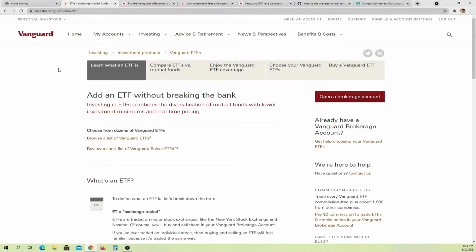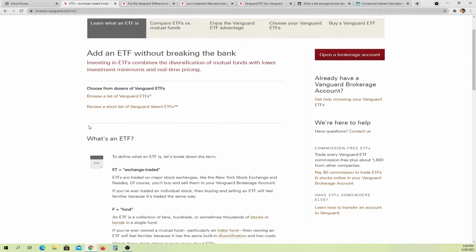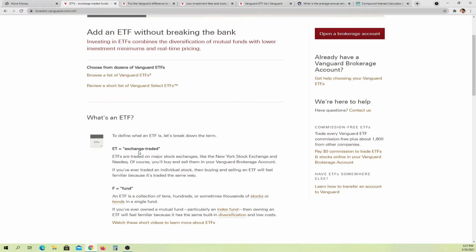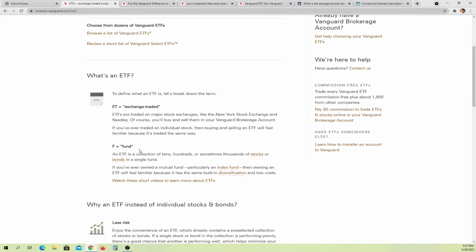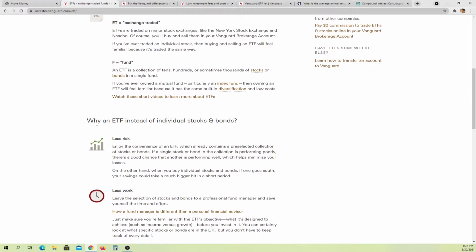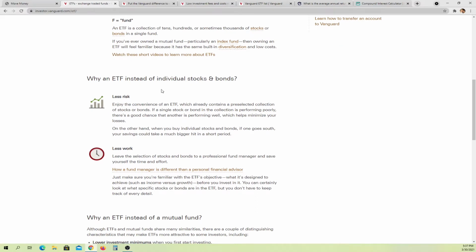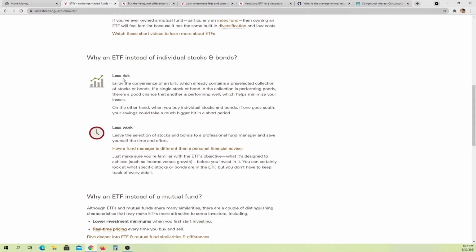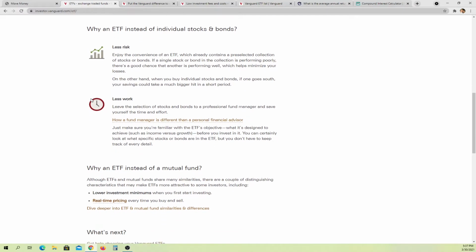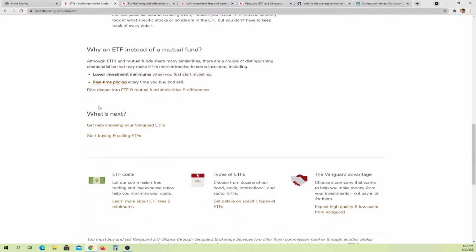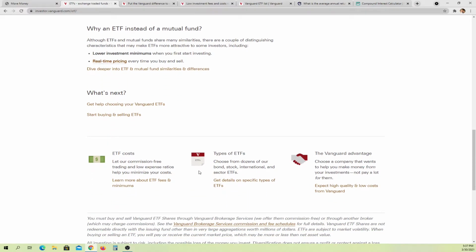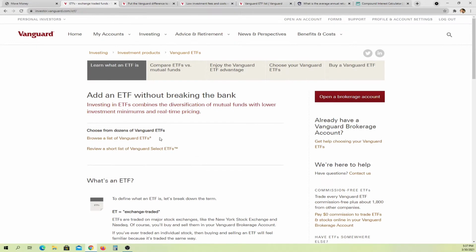is using ETFs. And you say, what is an ETF? Well, this is a breakdown of what it is. ET stands for exchange traded. F stands for fund. And all it is, is a basket of stocks and bonds, all in one fund that you just buy at one time. Using a Vanguard fund, you have very little fees. ETF costs are commission free, and that's the summary on ETFs.